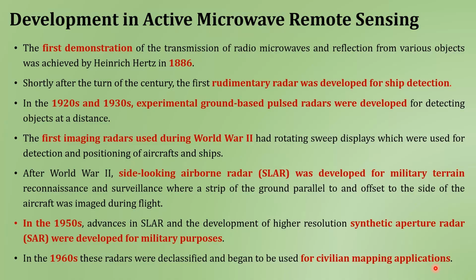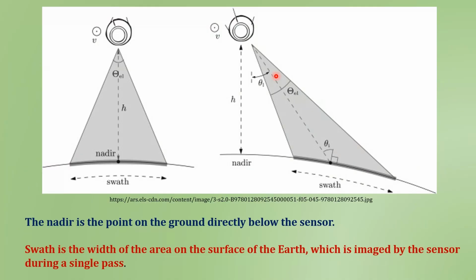In active microwave remote sensing, mainly side-looking airborne radar is used. This is a little different from the data acquisition method used in optical and thermal remote sensing. Normally, a sensor placed on any platform covers an area just beneath it, and the area covered depends on the instantaneous field of view and the height of the platform above the ground level.